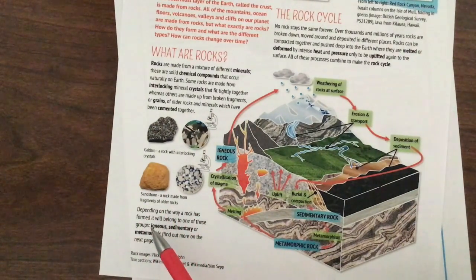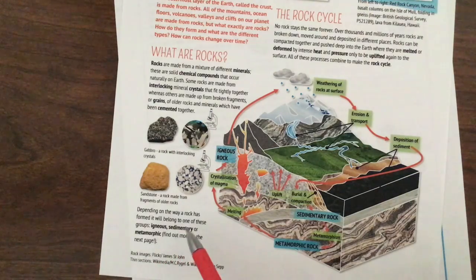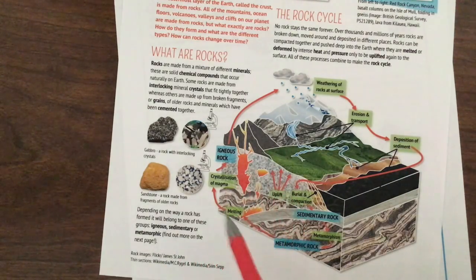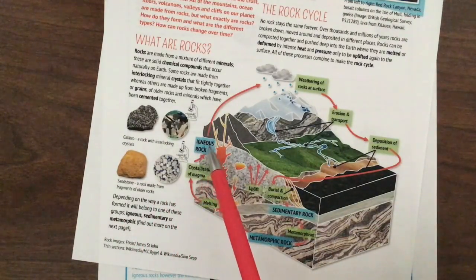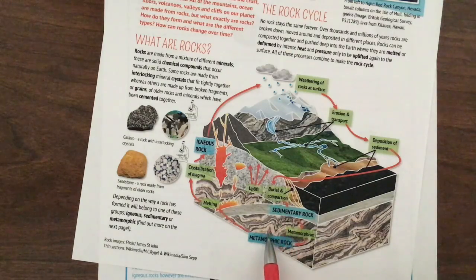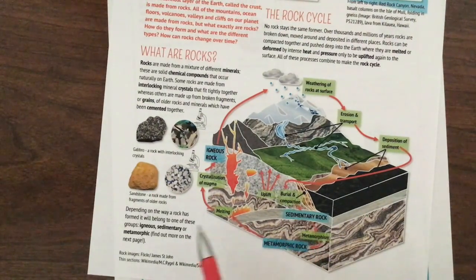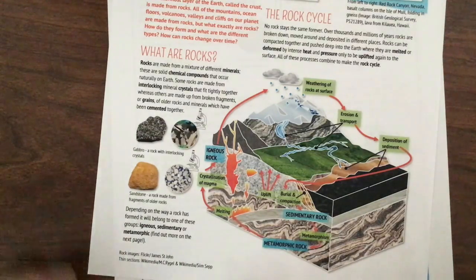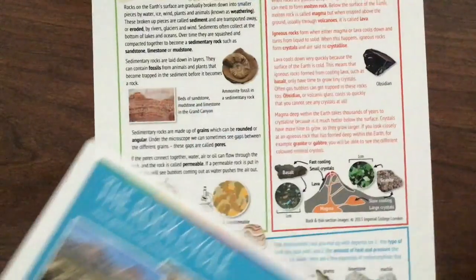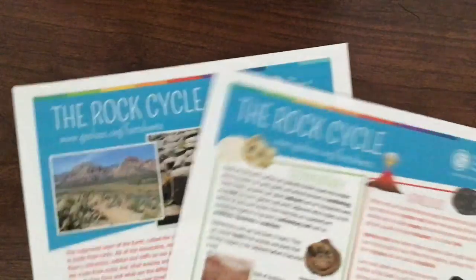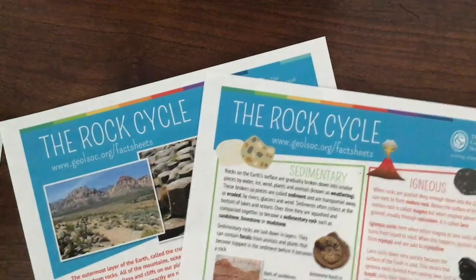Depending on the way a rock is formed, it will belong to one of these groups: igneous, sedimentary, or metamorphic. Okay, igneous, sedimentary, metamorphic. These are the three main types. You'll see that they're in blue here in our little diagram: igneous, sedimentary, and metamorphic. Okay, let's look at these.